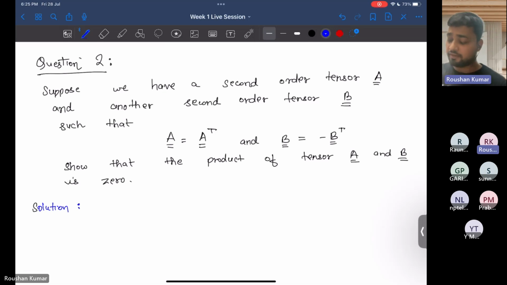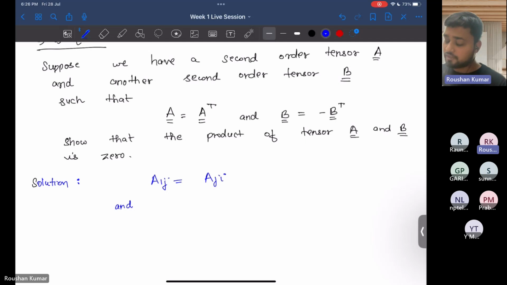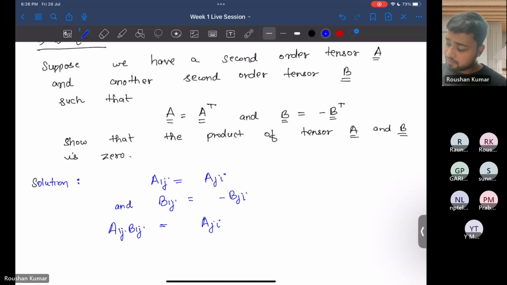So here A is a second order symmetric tensor. So we can write the component of A in this way, Aij, and it's a symmetric tensor, so we can also write it as Aji. That means transpose of A is equal to A. And B tensor is a skew symmetric tensor, so we can write Bij is equal to minus of Bji, that is minus of B transpose. And if we multiply A and B with its components, that is Aij into Bij, what do we get? So Aij is Aji and Bij is minus of Bji.